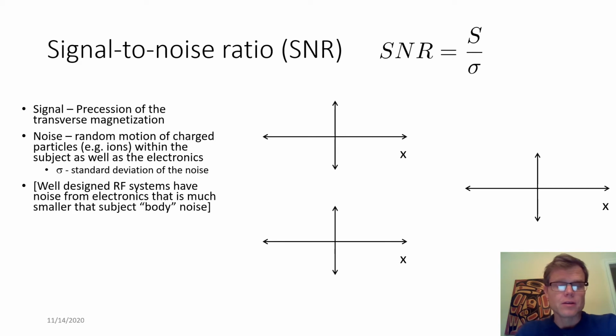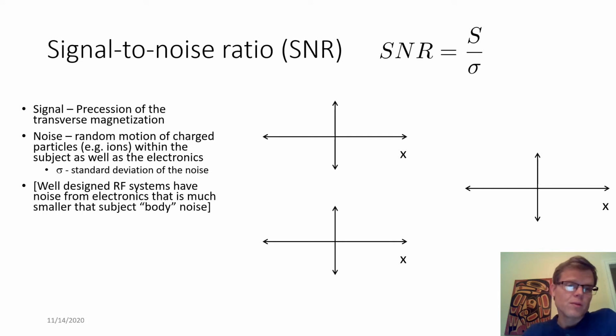first we want to define the signal-to-noise ratio, commonly referred to as SNR, which, as the name implies, is the ratio of the signal S. This comes from the precession of our transverse magnetization. And this ratio on the denominator is the noise. And the noise in MRI comes from the random motion of charged particles, for example, ions, within the subject. So just the random motion within your body if you're in the MRI scanner.